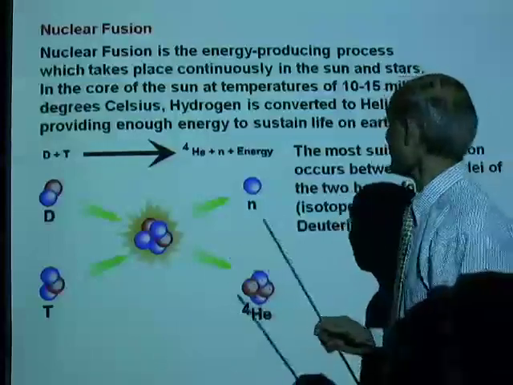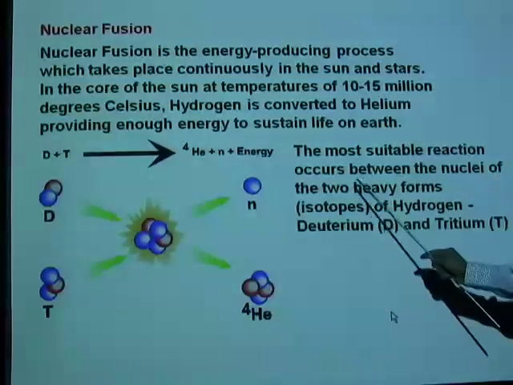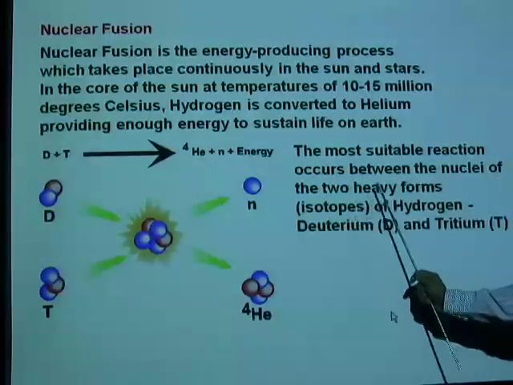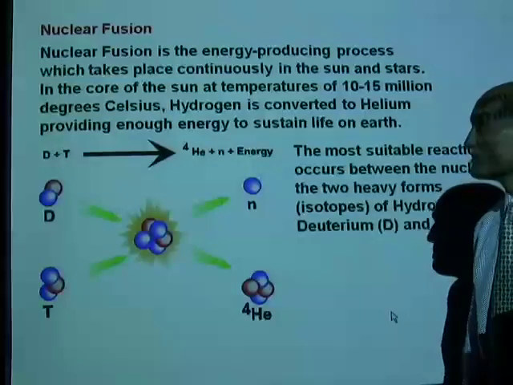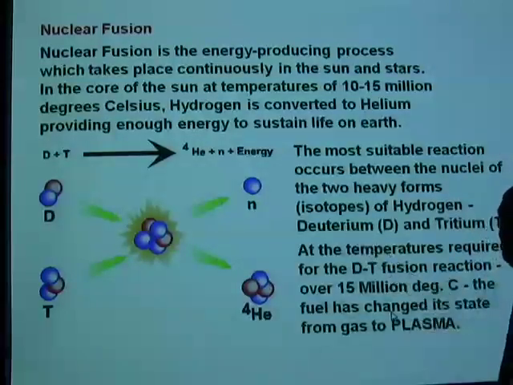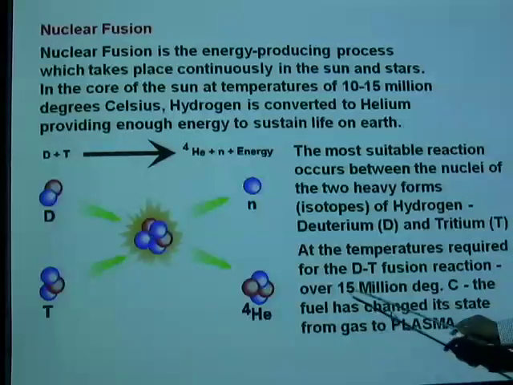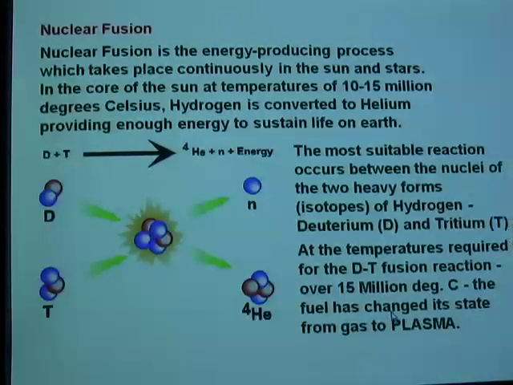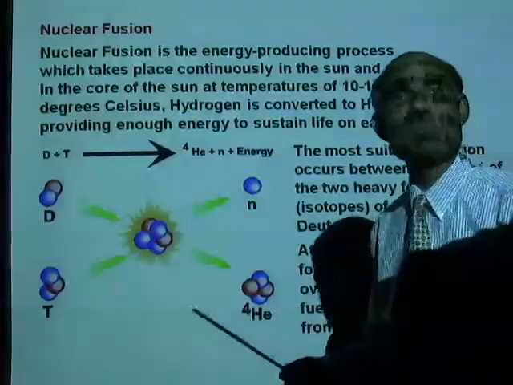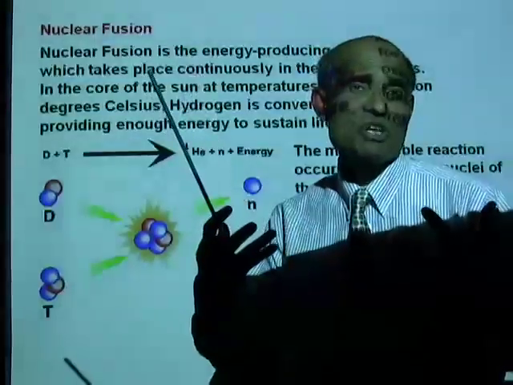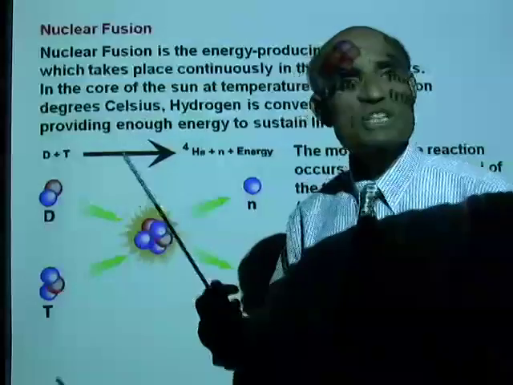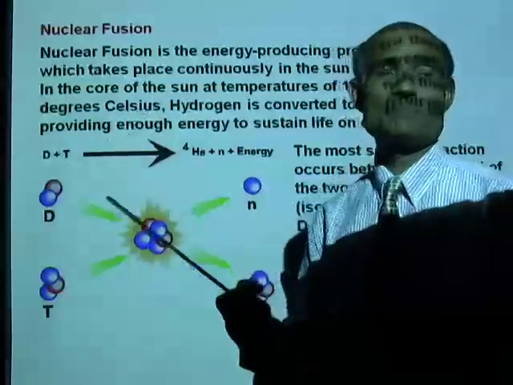Now, the most suitable reaction occurs between nuclei of deuterium and tritium. Now, at the temperatures required for deuterium-tritium fusion, over 15 million degrees Celsius, the fuel has actually changed from gas. The hydrogen has changed from the gaseous state into the plasma state.